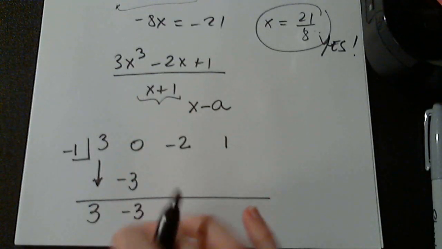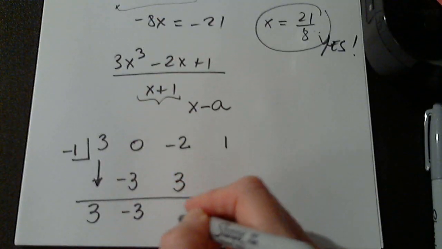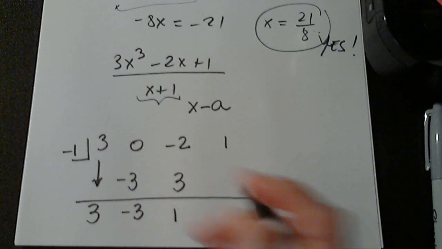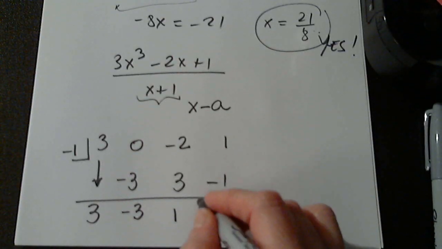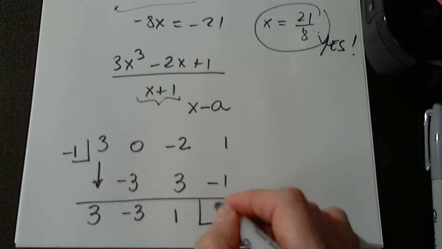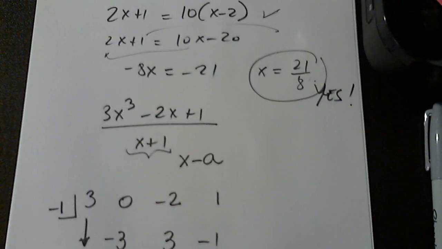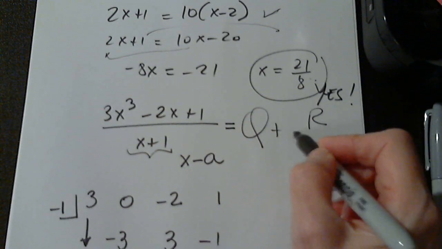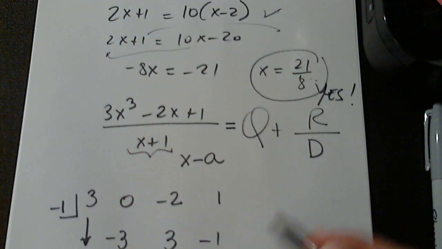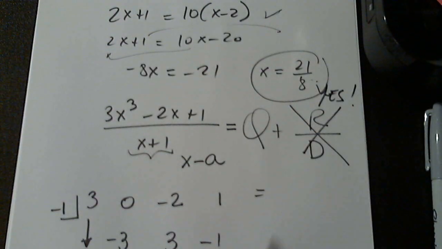-1 times -3 is 3, and we write it above the line. Perform the operations, we get 1. -1 times 1 is -1. Look at that. Wonderful. So then, I need the quotient plus remainder over the divisor. Since the remainder is 0, this will go away. So what is the final answer?